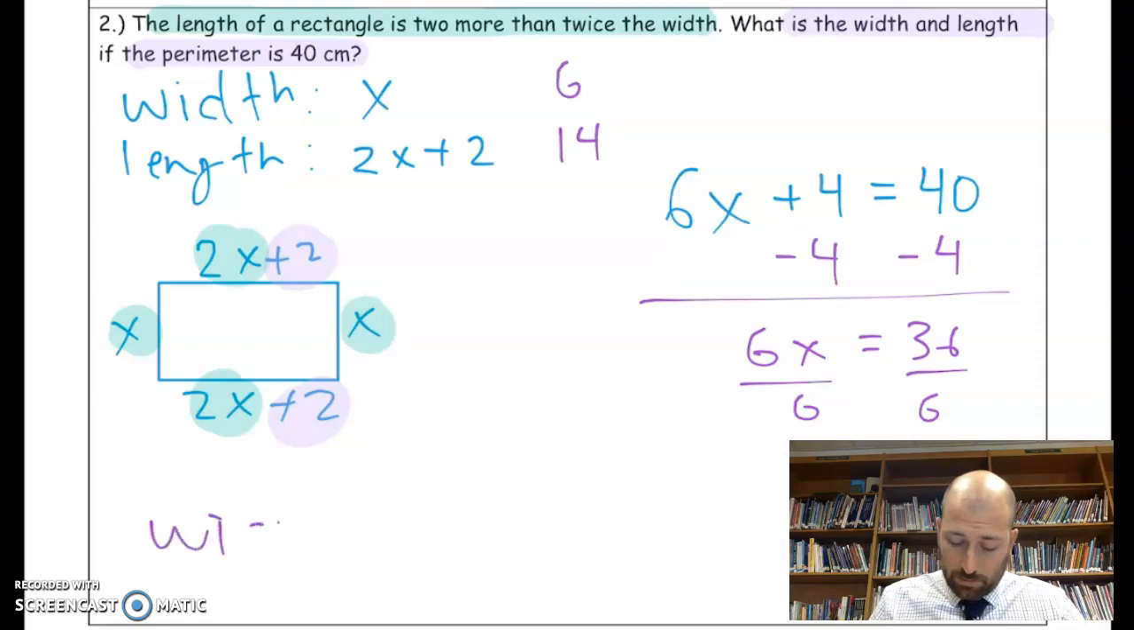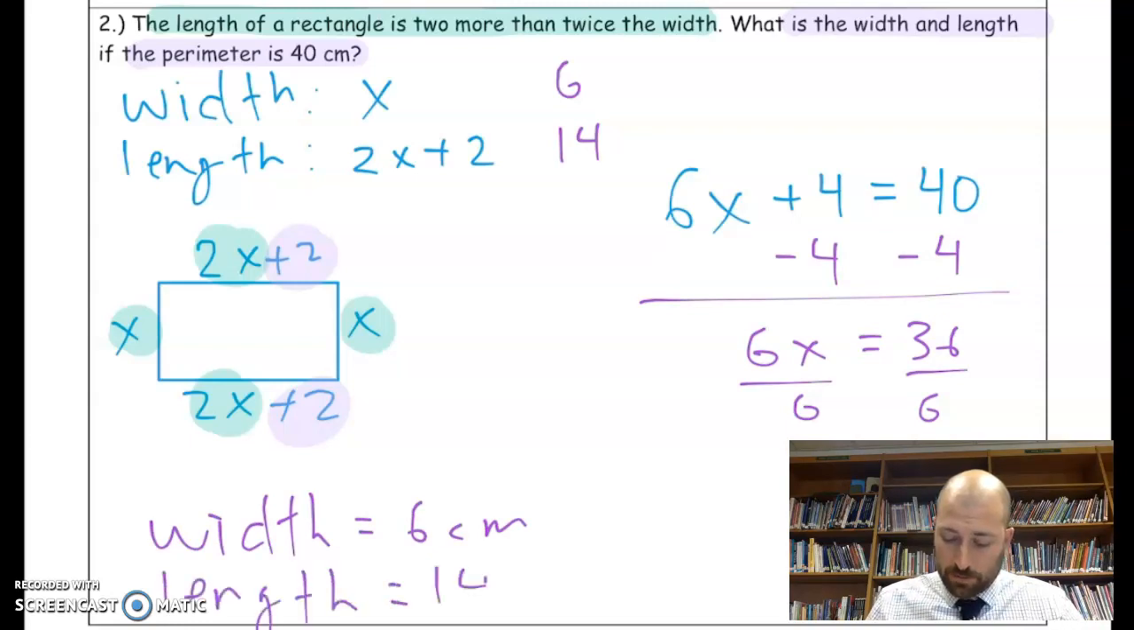So my width is 6 centimeters, and my length is 14 centimeters.